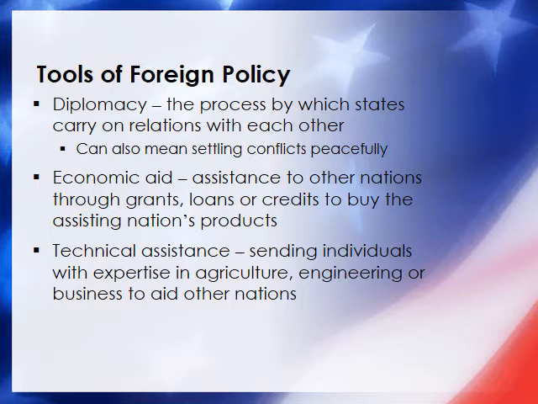Some of the ways that the United States does this is through economic aid, assistance to other nations through grants, loans, or credits. But there are usually strings attached, and some of those strings are to buy American products, the assisting nation's products, in doing so. So when the United States, for example, gives food aid, it is through American farms and American farmers and food suppliers that would provide that aid, for example.